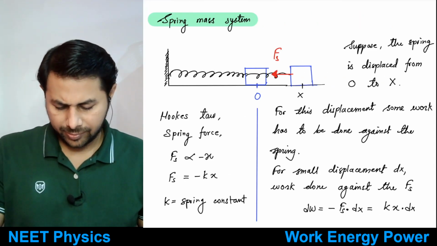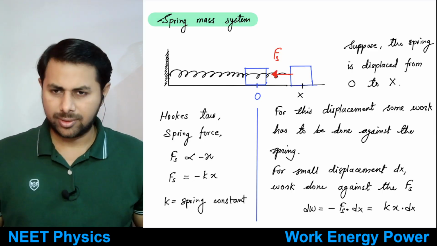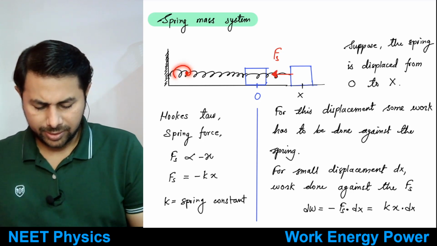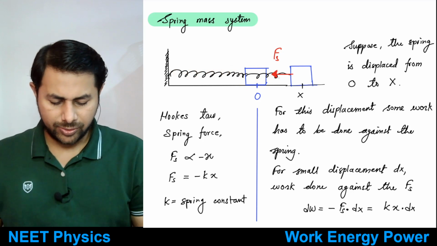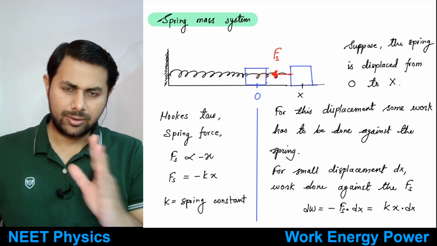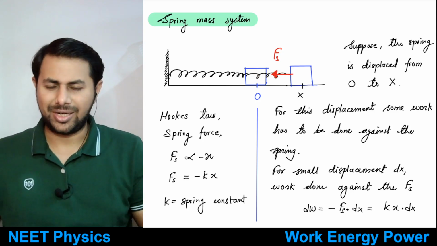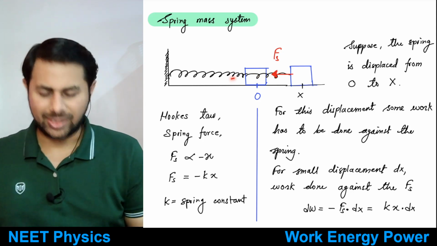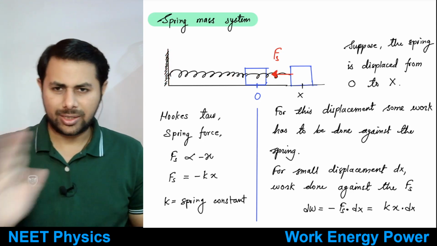After that, let's talk about the spring mass system. This is a spring connected to a mass, and what you do is you move this mass towards the right. You just stretch the spring. When you move the mass, the spring will be stretched, because the other end of the spring is connected to a rigid support, so the other end will not move.